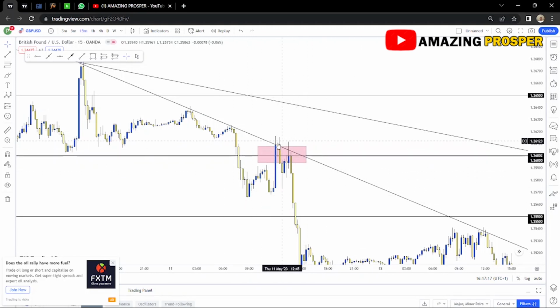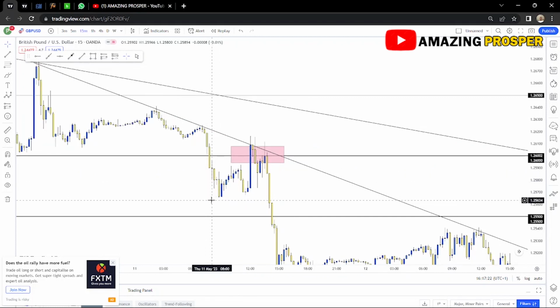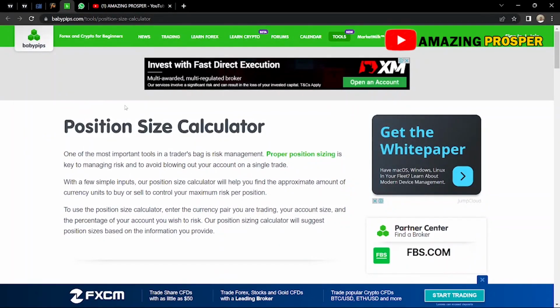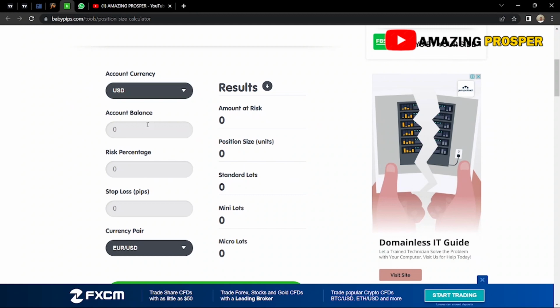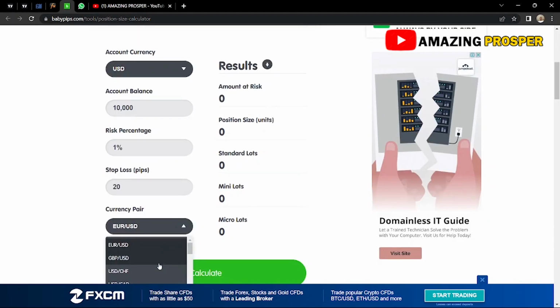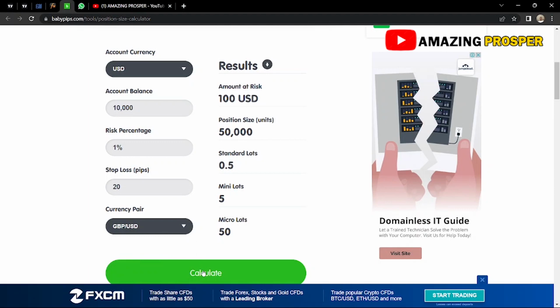I'll load it up with my proper risk appetite, the risk that I'm getting from my position size calculator, BBP's position size calculator. This is where I do my distance. If I have a $10,000 account and I want to risk only 1% of the account, this is what I will do: 1% and 20 pips stop loss, GBP USD. Then I hit calculate.